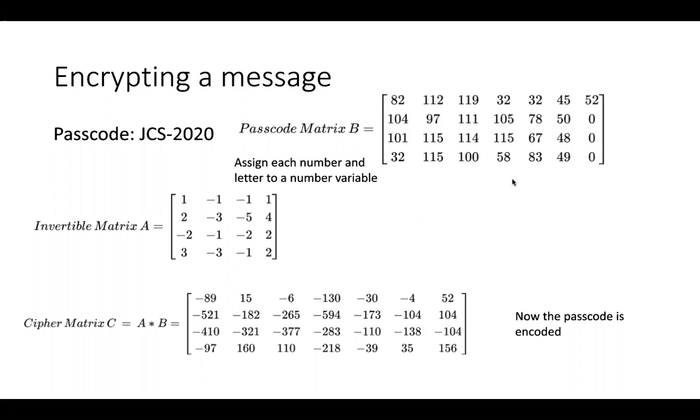And also we have to have an invertible matrix A. This is just an example of an invertible matrix. Now to encrypt the message, the passcode, we need to multiply the invertible matrix times the passcode matrix in order to create the cipher matrix. And it's this big matrix right here. Now that we have that, the passcode is encoded and it is now protected.